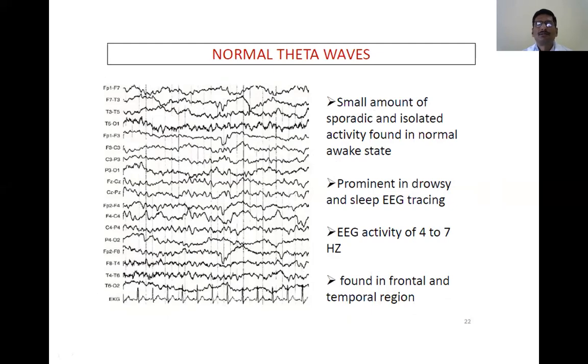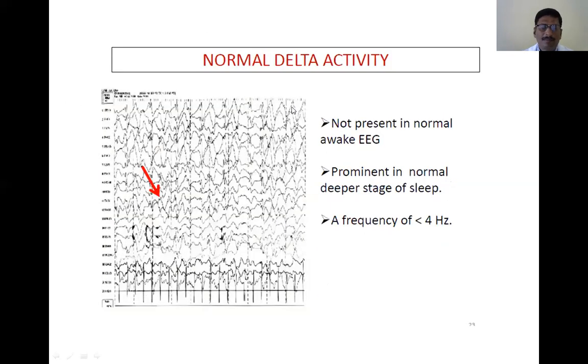The theta waves have a frequency of about 4 to 7 Hz, and are found in the frontal and temporal regions. They are more prominently recorded during drowsiness and sleep. You can find these kinds of tracings, and they are nothing but a small amount of sporadic isolated activity found in the normal awake state also. These are all the theta waves.